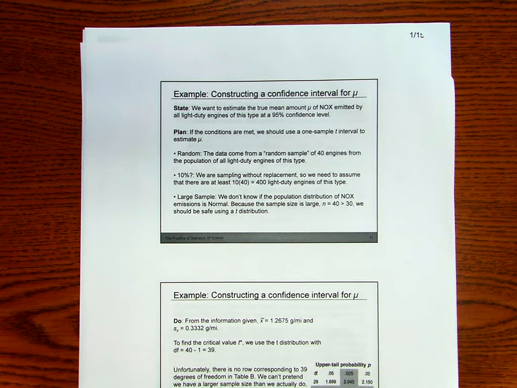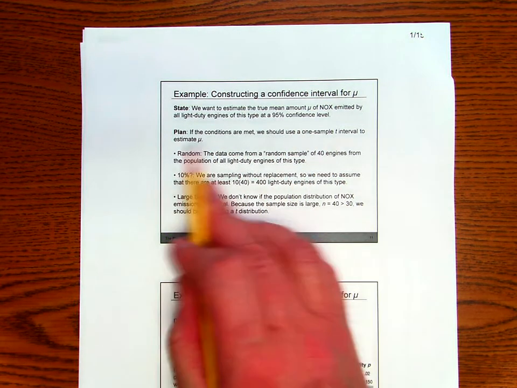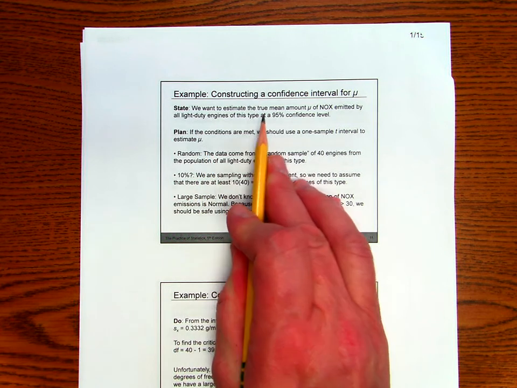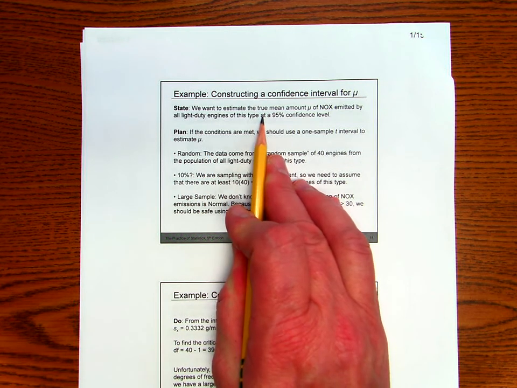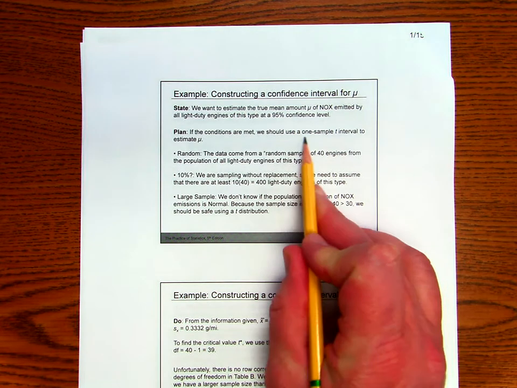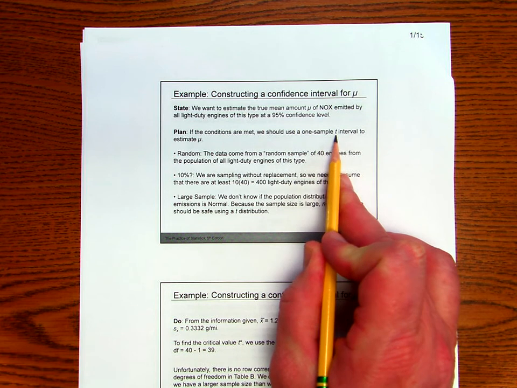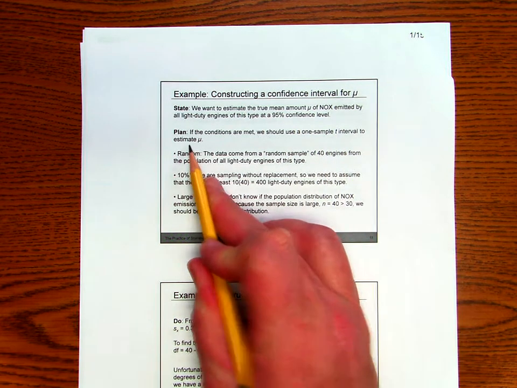Okay, next thing is, if conditions are met, we should use a one sample T interval to estimate mu. Okay, how are you going to accomplish what it is you're saying you're going to estimate? The things that are important in terms of the small detail: you would like to be specific, one sample, because we're going to do two sample stuff in the near future. Is it going to be a T interval or a Z interval? And are you estimating the mean versus the proportion?